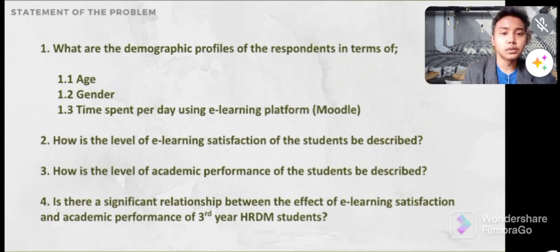Number four, is there a significant relationship between the effect of e-learning satisfaction and academic performance of third-year HRDM students?